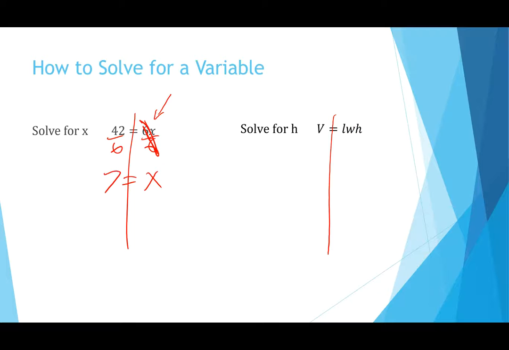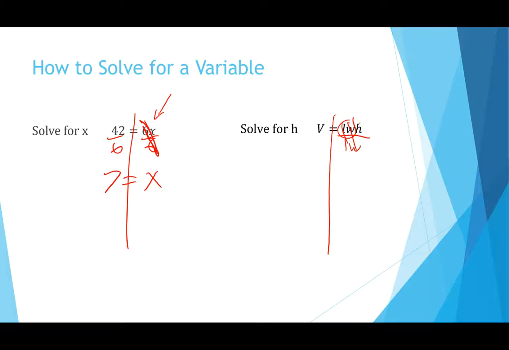Now, normally we would take one letter at a time, but because all of this is crammed together, we can actually do the LW at the same time. Both L and W are being multiplied to h, just like 6 was being multiplied to x. So the opposite would therefore be to divide. So when you divide by LW, you will cancel L and W both out.